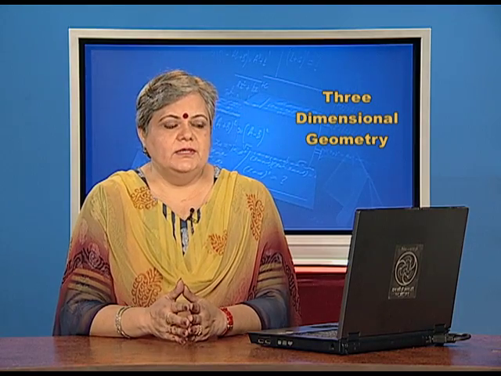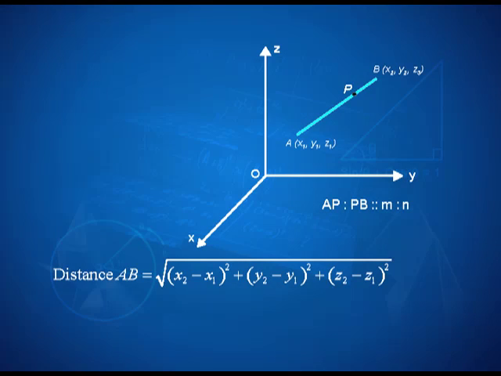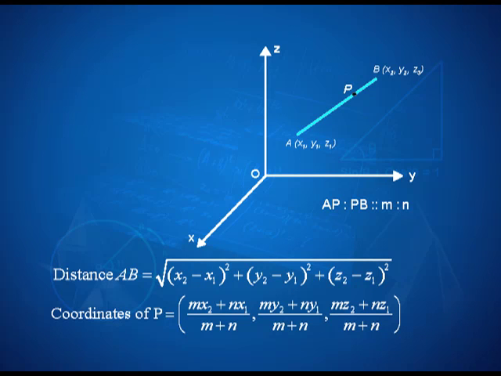So, here we have 2 points A and B in space, then the distance between these 2 points is given by the distance formula, which just gets extended with z2 minus z1 whole square. At the same time, if I take a point P, dividing the segment AB internally in the ratio m is to n, then the section formula gives me the coordinates of the point P as mx2 plus nx1 by m plus n, my2 plus ny1 by m plus n, and the z coordinate as mz2 plus nz1 by m plus n. So, these same 2 results are applicable in 3-dimension as well.